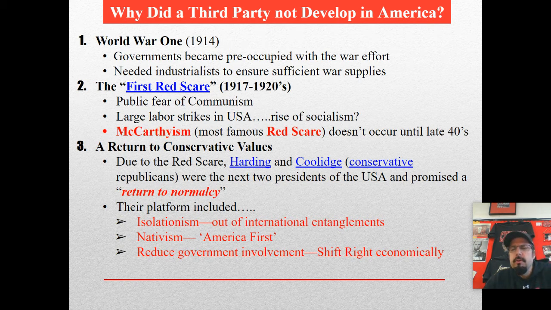Do not confuse the first Red Scare with the subsequent and probably more famous Red Scare that occurred post World War II, the so-called McCarthyism. We'll talk about McCarthyism when we get to the Cold War unit.